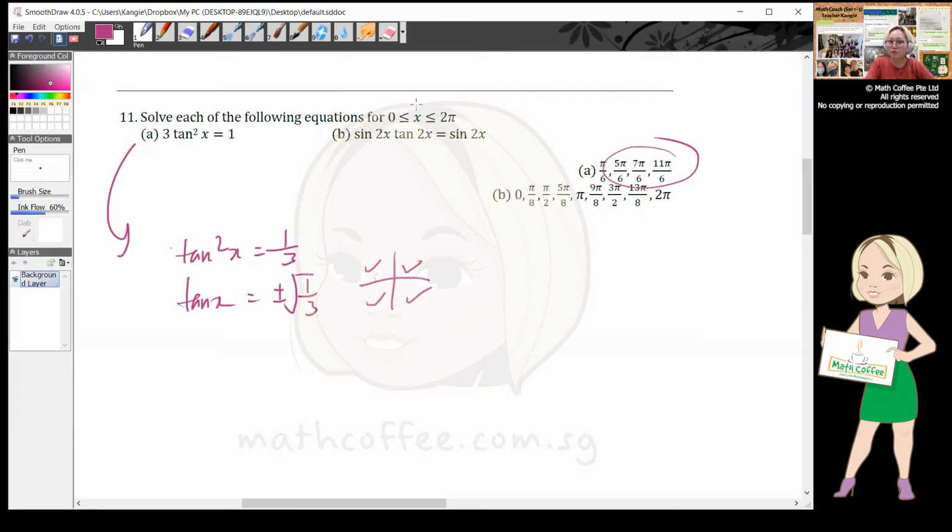And you see the difference? Do you see that my answer range this time around is radian? It's no longer 360, right? So in this case, you must know that you have to work them in terms of radians. Okay, so let's find our basic angle first. So my basic angle will be equals to tangent inverse square root 1 over 3.